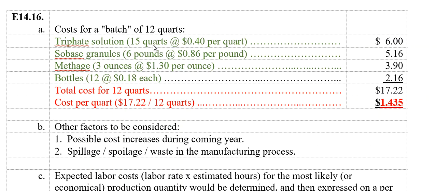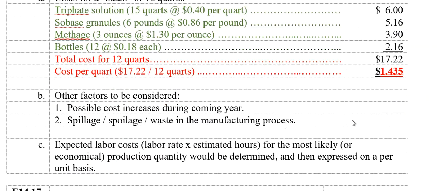So triphate solution then at 40 cents a quart goes in here. And so we come up with all these numbers by multiplying these out, right? And for a total cost of the batch now is $17.22. $14.35 is the cost per quart. We just divided these by 12, okay?